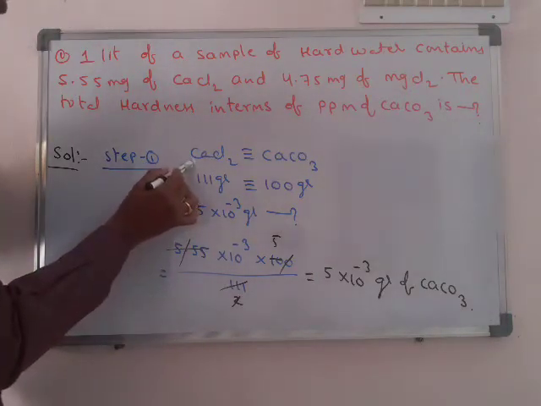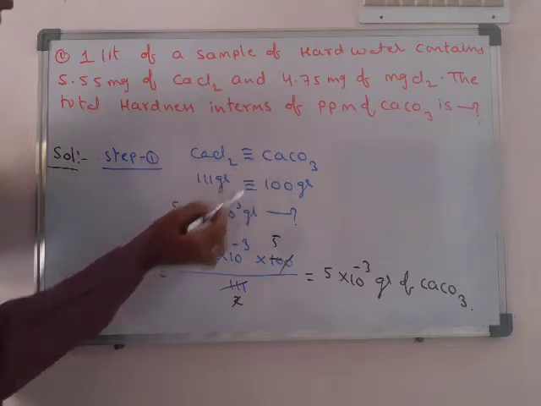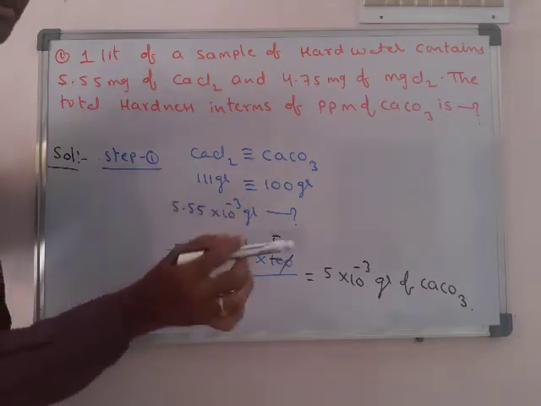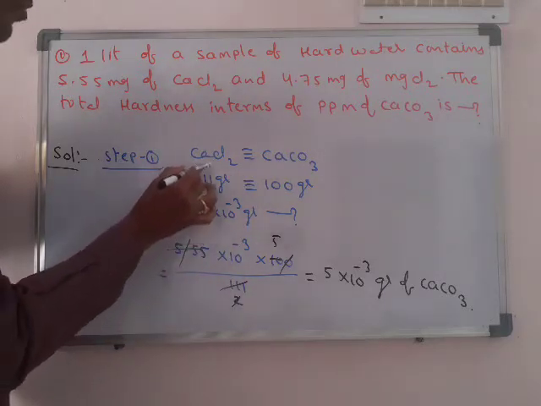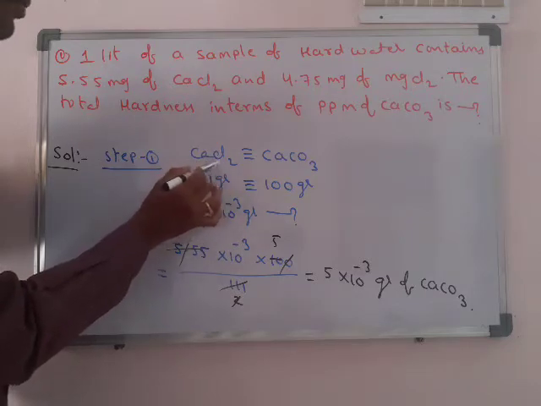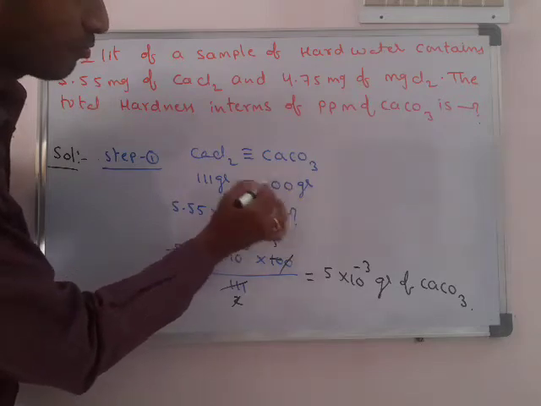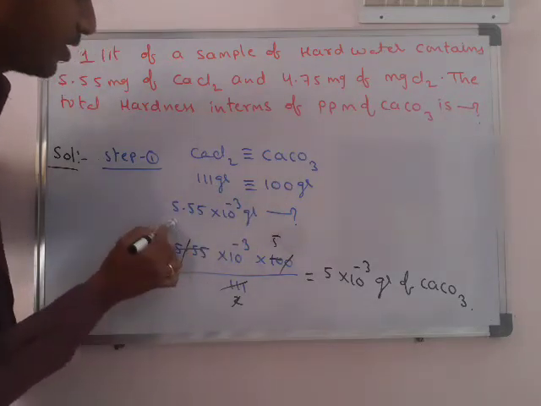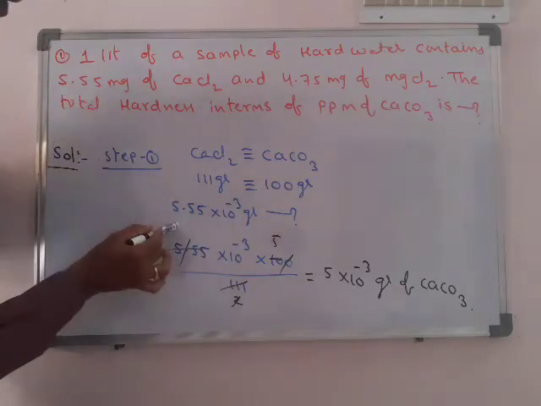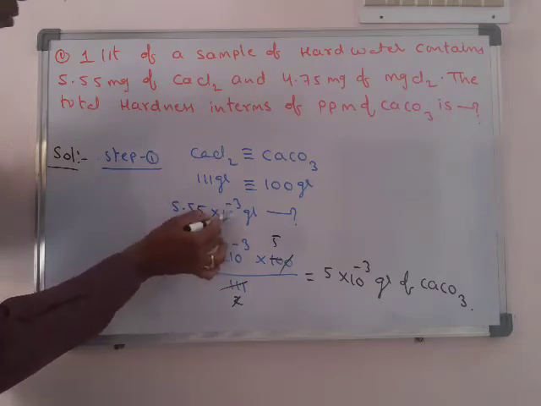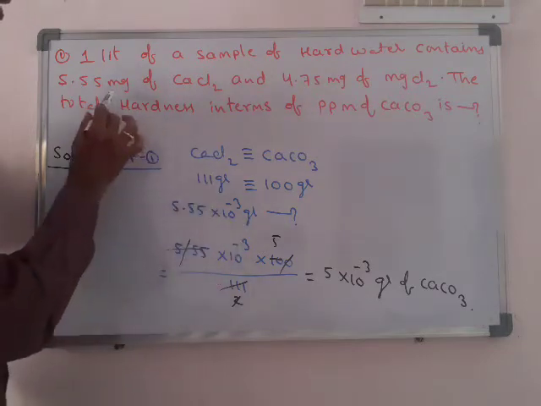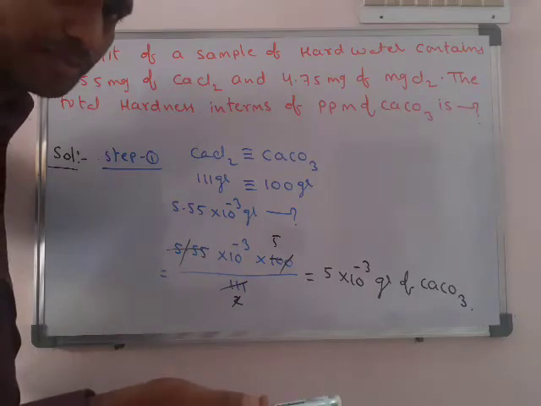So here calcium chloride, we have to equalize to calcium carbonate. Comparing the molecular weights, 111 grams of calcium chloride is equal to 100 grams of calcium carbonate. Both are molecular weights తీసుకున్నాం మనం. సో దీన్ని మనం మిల్లీగ్రామ్స్లో కన్వర్ట్ చేద్దాం. 5.55 into 10⁻³ grams. సో మిల్లీగ్రామ్స్లో ఉంది, we have to convert it to grams.